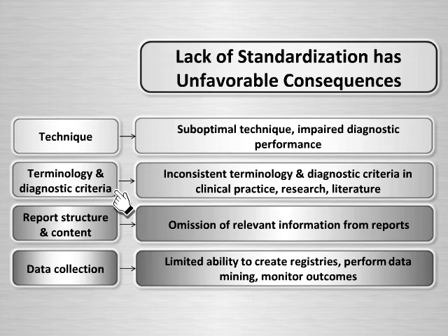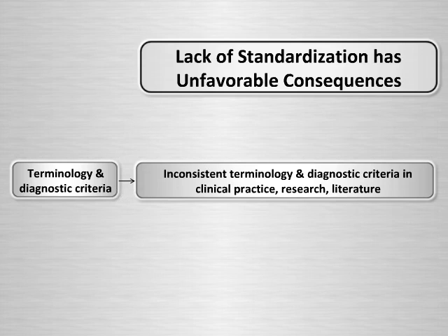But let me just focus on this, terminology and diagnostic criteria. Because we don't have standardized terminology and diagnostic criteria, we use terminology inconsistently, not only in clinical practice, but think about this, also in our research studies. Our literature has different terminology. So if I read a paper from one investigator and another paper from another investigator and they're talking about hyper-enhancing lesions, I'm not certain that they're talking about the same thing. So it's very difficult for me to systematically review the literature or to have my minions systematically review the literature on my behalf because the language is inconsistent.